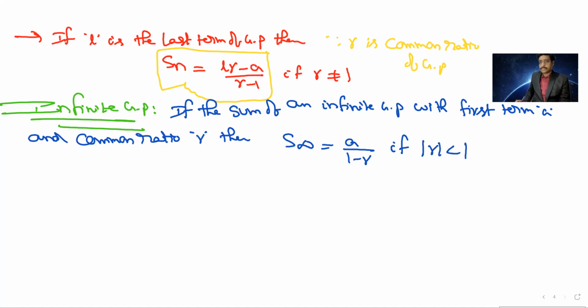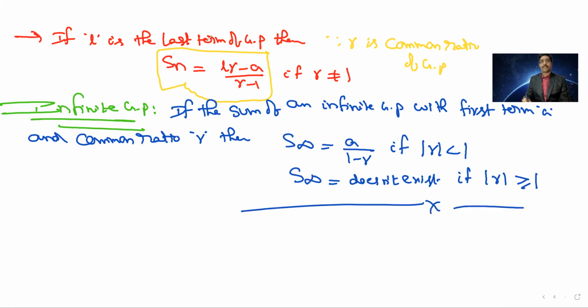S infinity does not exist if modulus R is greater than or equal to 1. So these two formulae are most important: S infinity is equal to A by 1 minus R, where modulus R is less than 1. If modulus R is greater than or equal to 1, the sum of an infinite GP does not exist.